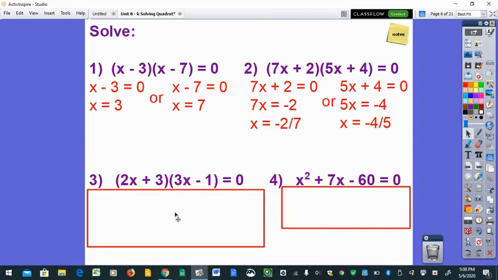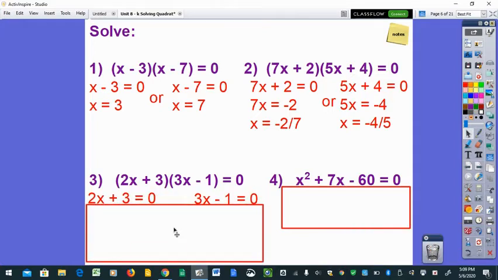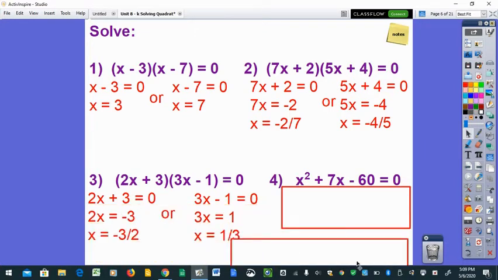Same thing down below. Either the 2x plus 3 equals 0 or the 3x minus 1. You're going to subtract 3 and divide by 2. You're going to add 1 and divide by 3. And there are your two answers. And what these two values are is where a parabola hits the x-axis.